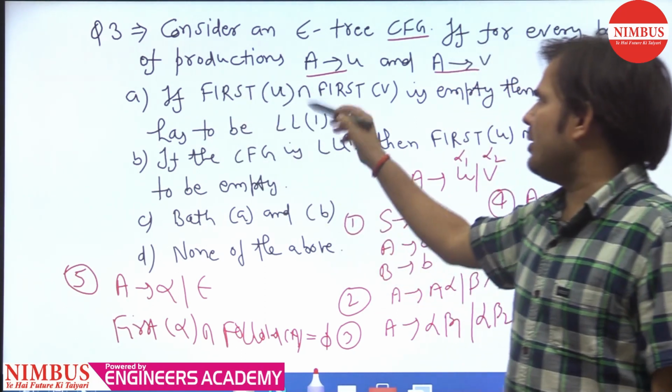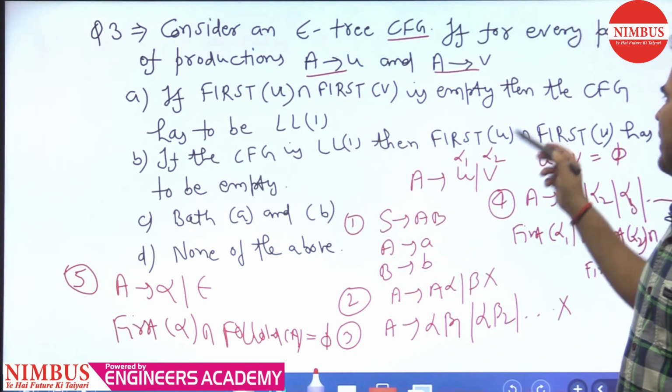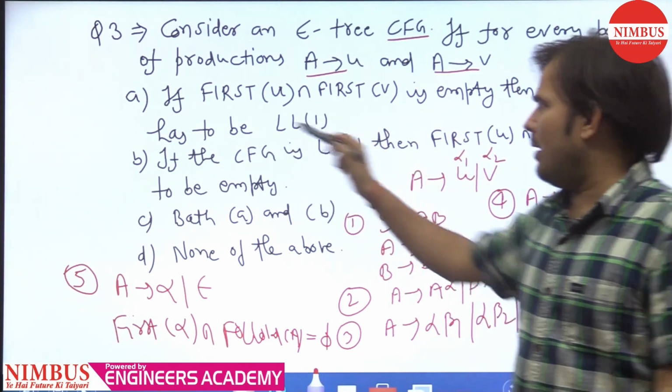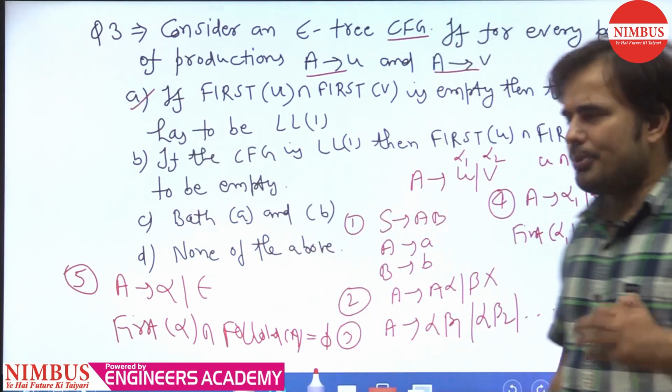So read the first option now. If first of u intersection first of v is empty, then the context free grammar has to be LL1. Yes, it has to be LL1. So this is a correct option.